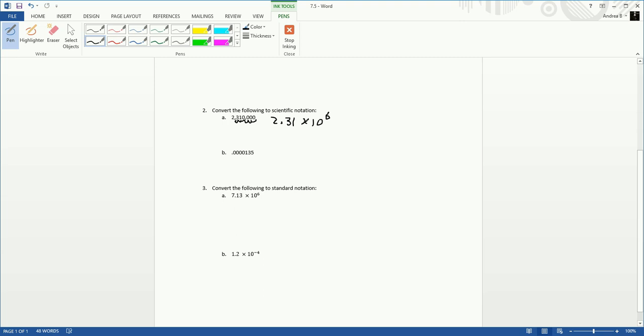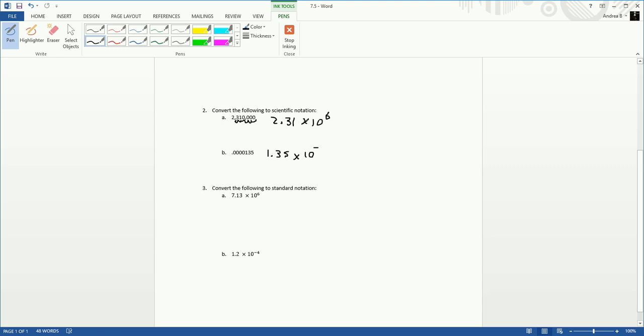Whereas for part B, we have a small decimal value. So once again, we need the first number in front of the decimal place to be the first non-zero number, which is the 1. And then we'd have the 0.35, the two values after the 1 after the decimal point, times 10. And then in this case, it's definitely going to be a negative exponent since it's a small number.